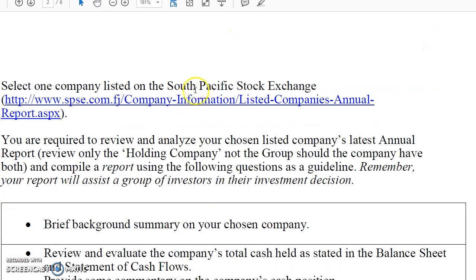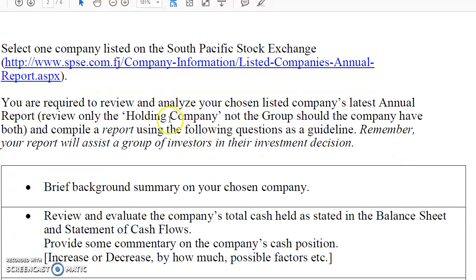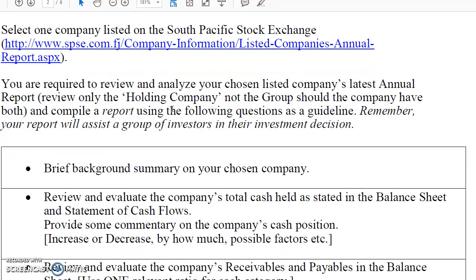So you're required to review and analyze your chosen listed company's latest annual report. Okay, so if it's a big company, you can select only the holding company or the group. Okay, but please state that in your introduction, which figures are you analyzing? You don't really have to analyze both. And you compile a report using the following questions.